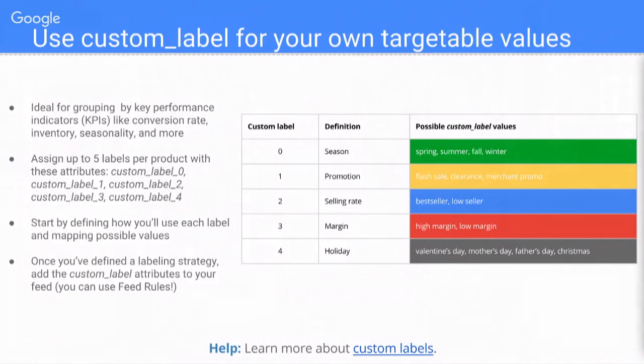Once you define your values and map your possible values, you've essentially defined your strategy, and you'll be able to add the custom label attributes to your feed, so that you can use feed rules to apply this to your campaign. And let's learn a little bit more about that, Erica.